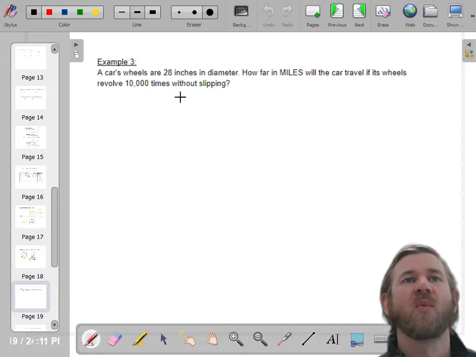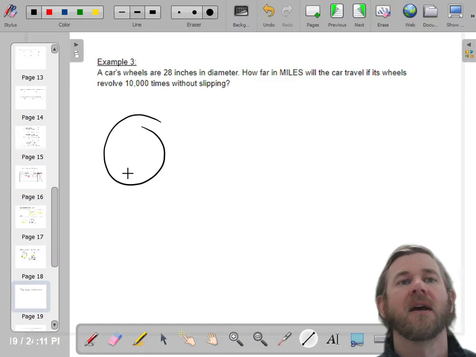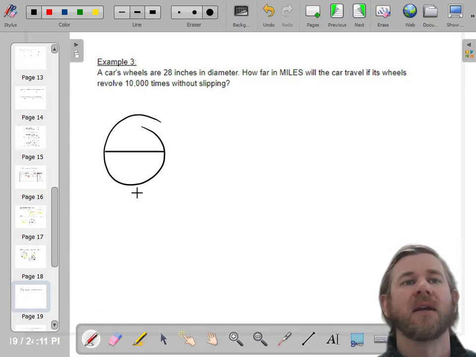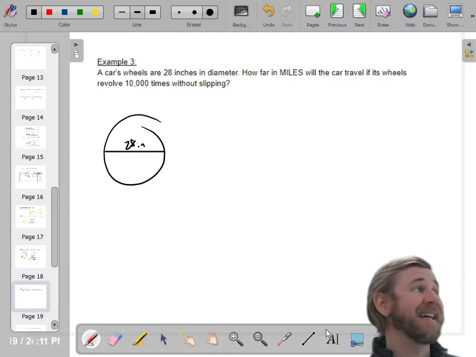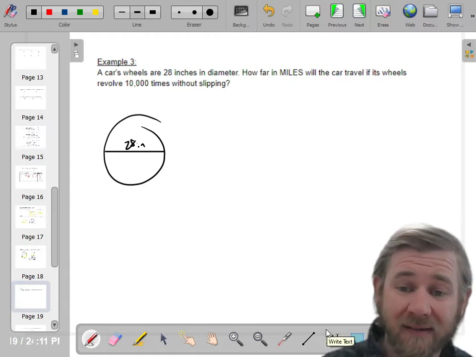Okay, this one says the car's wheels are 28 inches in diameter. So I'll be like, okay, 28 inches in diameter. All right, so this is 28. How many miles will it travel if it goes 10,000 times? That's a lot of times around.